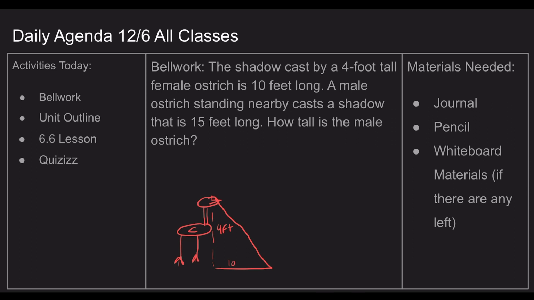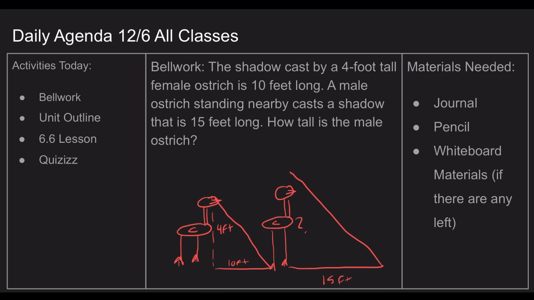So 10 feet. And the word on the street is there's a taller ostrich. We know he's taller because the shadow he's casting is 15 feet. Those legs are a little bit weird looking. So the shadow he's casting is 15 feet, so he's going to end up being taller than the other ostrich. All right, so we've got to set up and figure out the height of this ostrich.